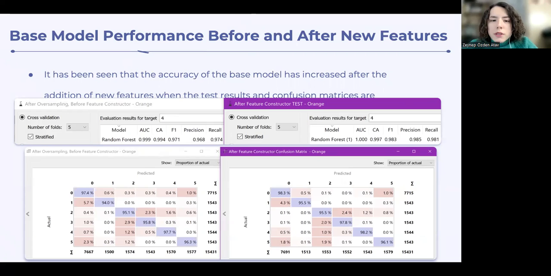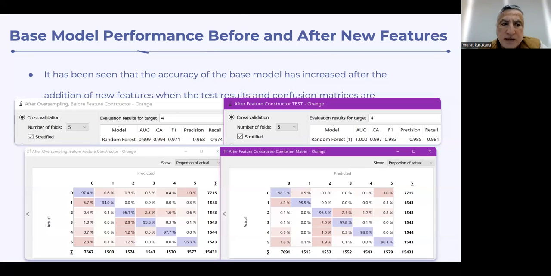Okay, so after the addition of these new features, we observed that the performance of our base model, which was random forest, improved. As you can see, before the feature construction, our F1 score, which we observed the most, was 0.971, and it became 0.983.